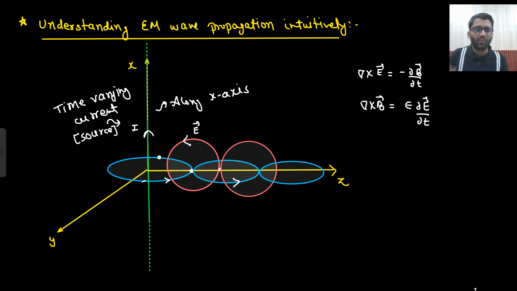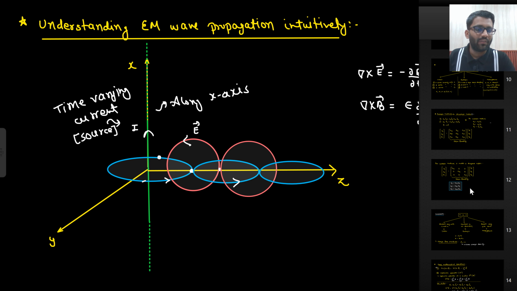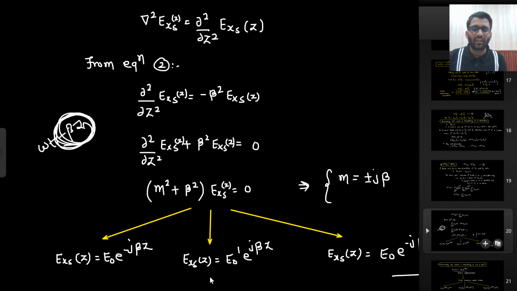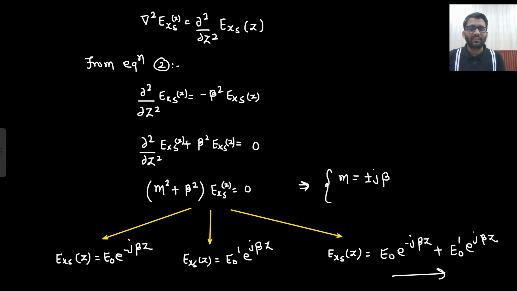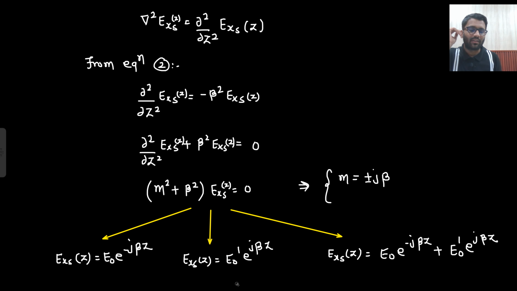But again, what did I tell you? We will always take one dimensional motion. When we are deriving, we will always take one dimensional motion, because that will be easy for us to analyze. Whatever equation we get, we are going to analyze that equation, right? So there are three possible answers of this particular equation: E naught e to the power minus j beta z, E naught dash e to the power j beta z, or this answer or this answer. But we will take this answer in action.